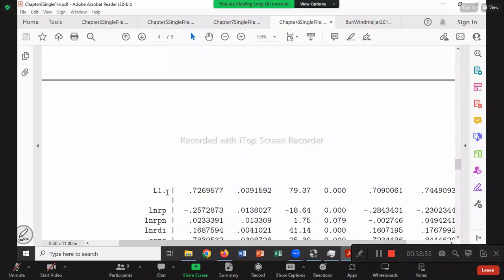L1 dot lnc. L1 means the first lag. L stands for lag. L1 means the first lag, because by default we put the first lag of y on our right-hand side. The Arellano-Bond estimator says last year affects this year, and the coefficient on last year's y is 0.72, pretty large. Usually this coefficient, rho, is between 0 and 1 in absolute value. Last year's consumption, with coefficient 0.72, has a very big impact on this year's cigarette consumption.